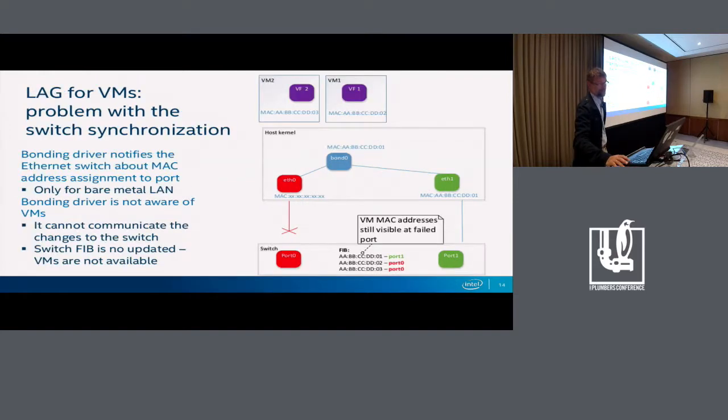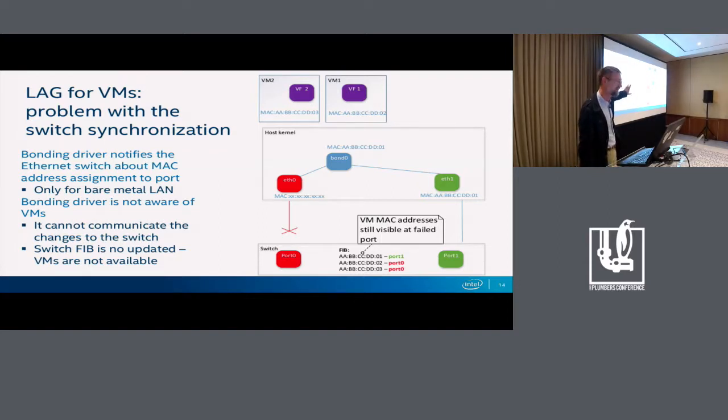So everything is fine. But we have a problem with link aggregation for a virtual machine. So let's assume that we are able to reconfigure our internal resources in such a way that the queues assigned to the virtual machine will operate on the new port. There was an error on port zero, so the failover was performed, and our internal drivers are reconfigured in that way that the traffic will go via port one. And the bonding driver will send the loopback to the switch. Okay, look, there was a failover, and my MAC address will be visible on the other port.